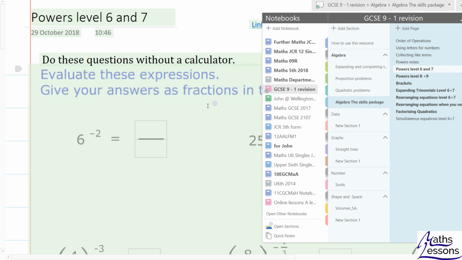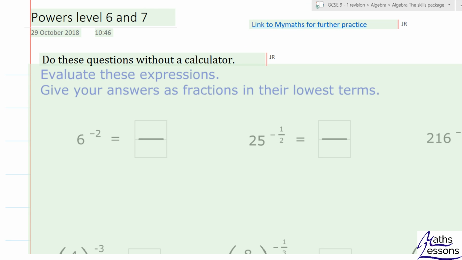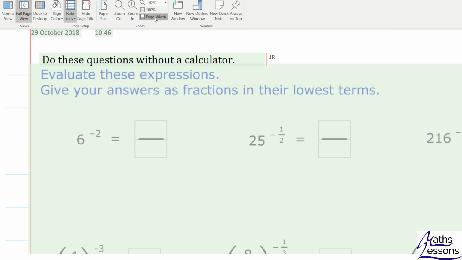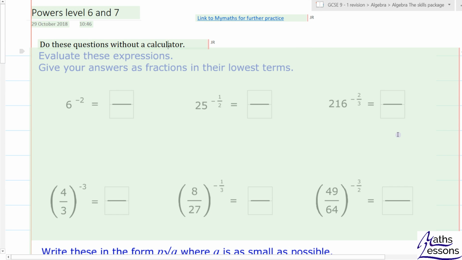Let's look at the powers level 2 page. There we go. Let's have a go at these. Do these without a calculator. I'm going to give you a few minutes to see how many you can do.